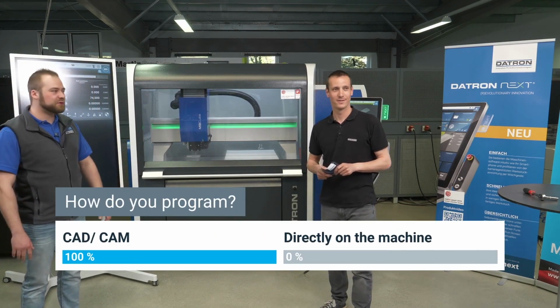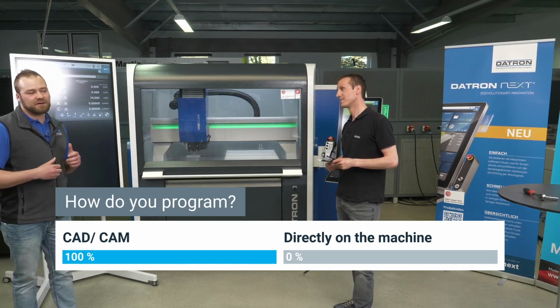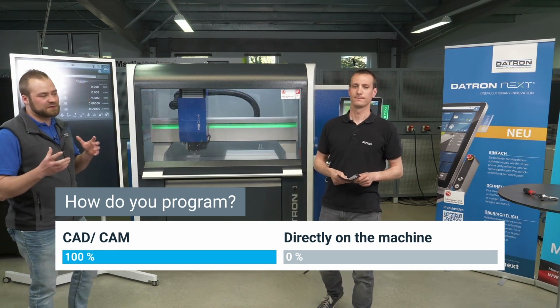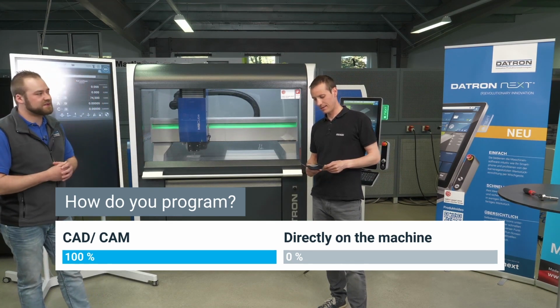Yeah, I think if you do normal things on the machine, if you have to do work by perfect processing, then you have to use a CAM system. And also the combination of the CAM system and the Neo software is very easy.